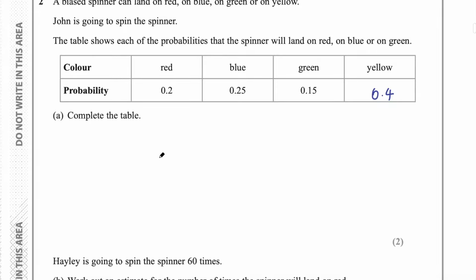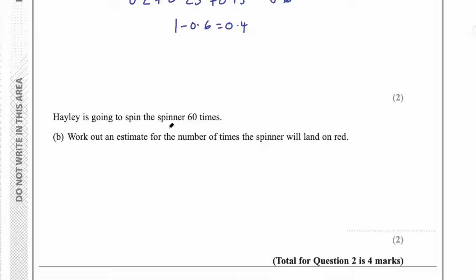Perhaps we should add some working out in there. They always like to see working out. And just in case I've made some kind of error, it helps to get some marks. So this is 0.6, so 1 take 0.6 was 0.4. Okay, so there should be 2 marks. Part B says Haley's going to spin the spinner 60 times. Work out an estimate for the number of times the spinner will land on red.